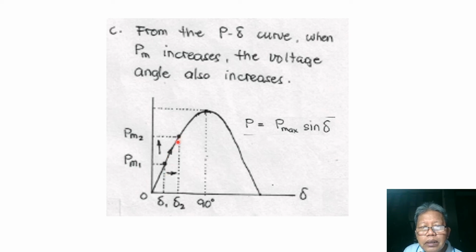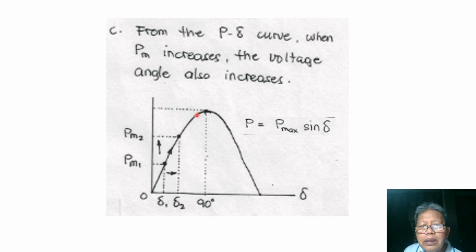So our electrical power at the new point would be equal to our PM2, and our generator has this rotor angle delta 2. So following this curve, we can increase the steam supply to our steam turbine, and our generator will also generate more power by increasing its rotor angle from the original operating point to a new operating point.